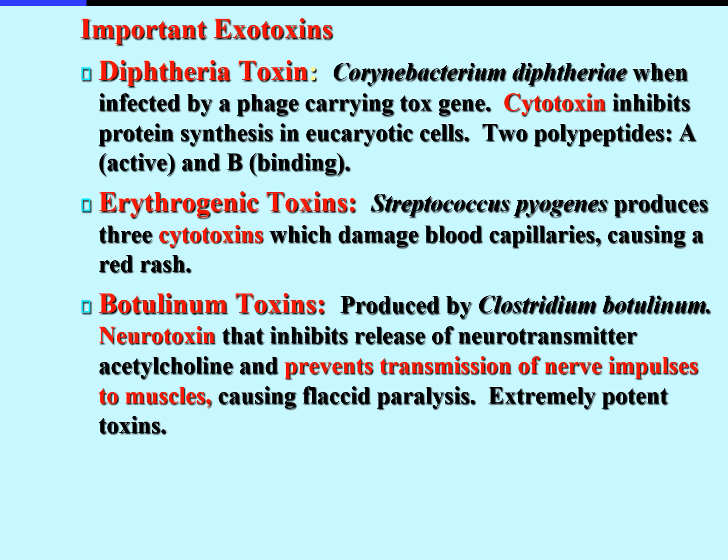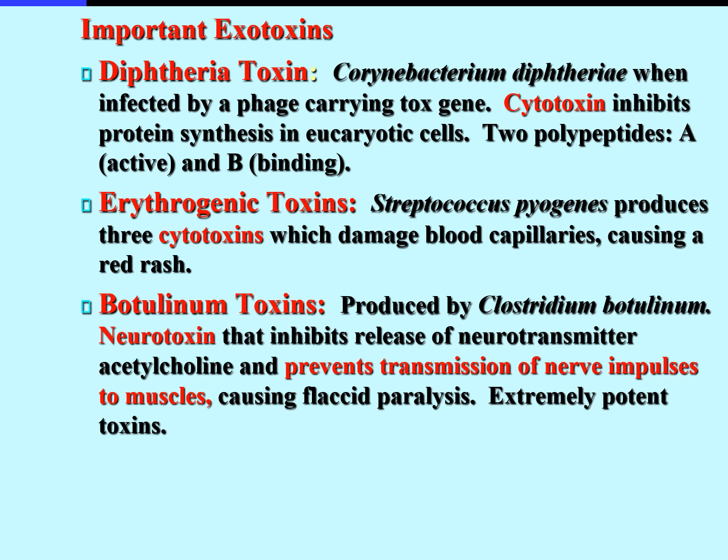Diphtheria toxin: Corynebacterium diphtheriae produces it when infected by a phage carrying the toxin gene. This type of exotoxin is a cytotoxin that inhibits protein synthesis in eukaryotic cells. This cytotoxin has two peptides, A active and B binding. Erythrogenic toxin: Streptococcus pyogenes produces three cytotoxins which damage blood capillaries, causing a red rash.